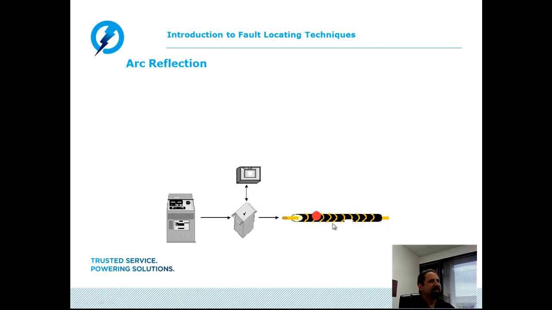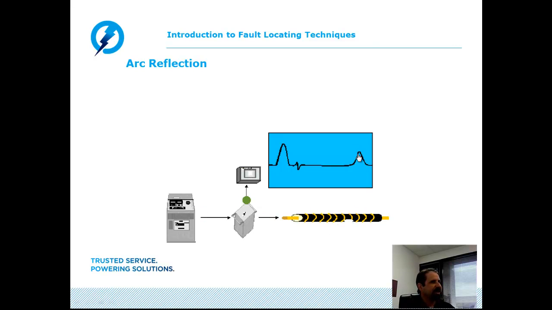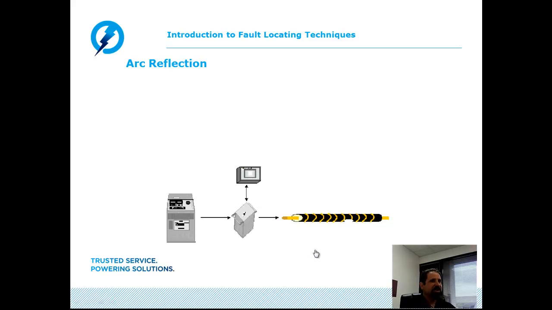Fault, and let's get it back up there again. End of cable, and then fault as a result of the high voltage surge. So that would be an example of how the arc reflection technique works.